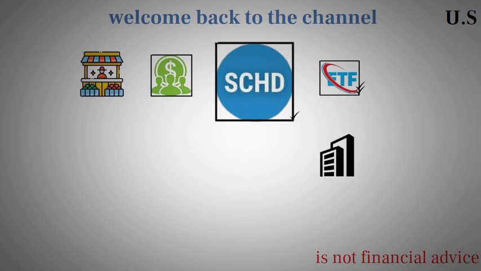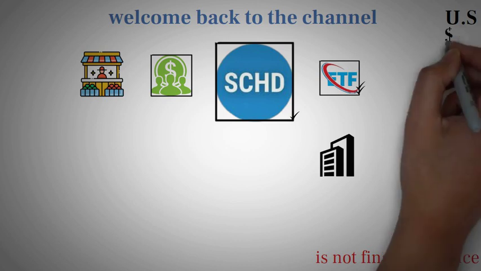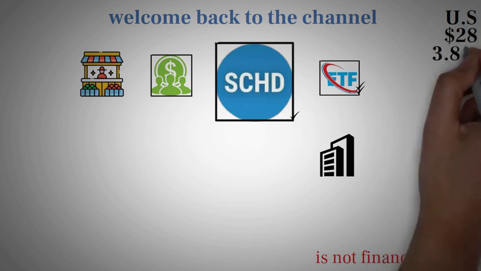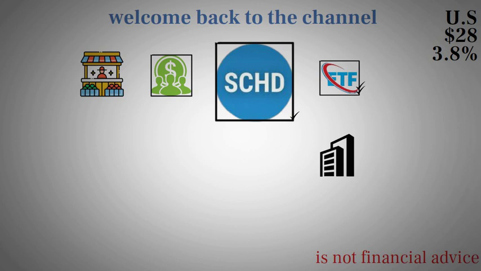or inconsistent payers. As of now, SCHD trades at around $28 per share, offering an attractive dividend yield of approximately 3.8%. This is more than 3 times the average yield of typical S&P 500 stocks, making it particularly appealing for investors who prioritize income generation. SCHD's portfolio consists of roughly 100 stocks, spanning a variety of sectors to provide diversification and stability.